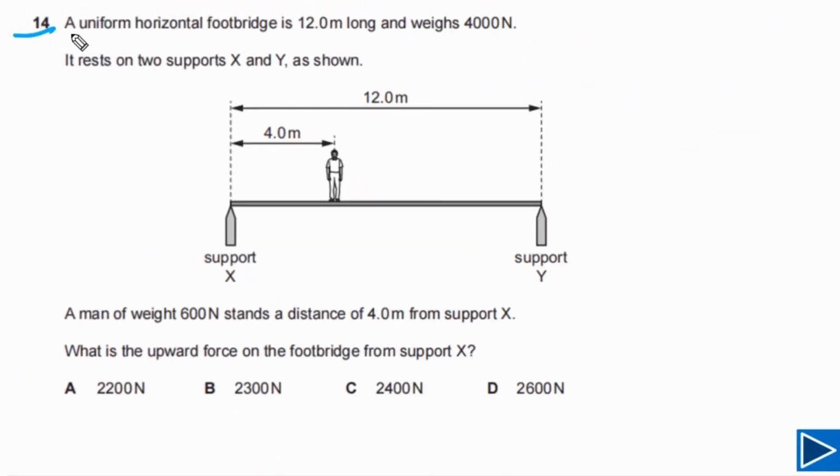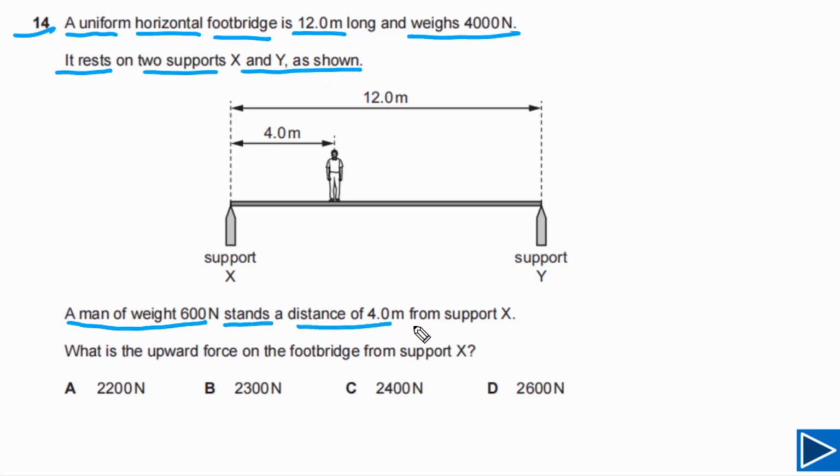For question number 14, it is given to us a uniform horizontal footbridge is 12.0 meters long and the weight of the bridge is 4,000 newtons. It rests on 2 supports X and Y as shown in this figure. A man of weight 600 newtons stands at a distance of 4.0 meters from support X, as you can see here. We need to find out what is the upward force on the footbridge from support X. Means we need to find out what is the value of this force. I will simply say this force is Fx. We need to find out what is the magnitude of this force.